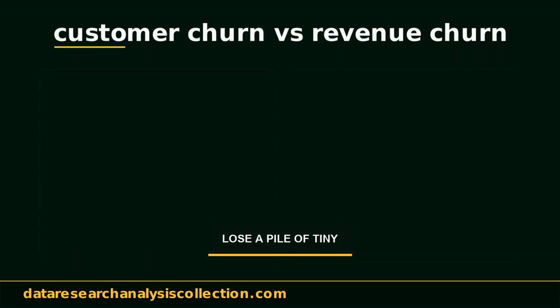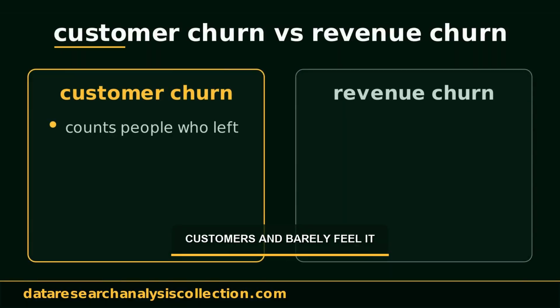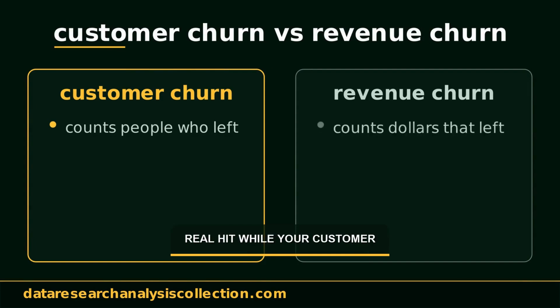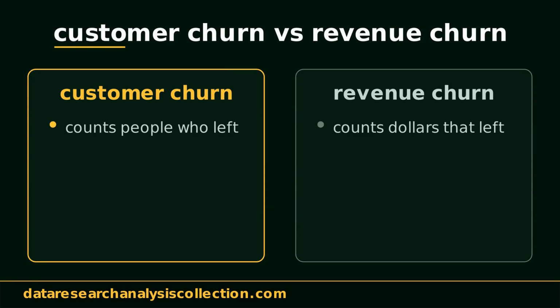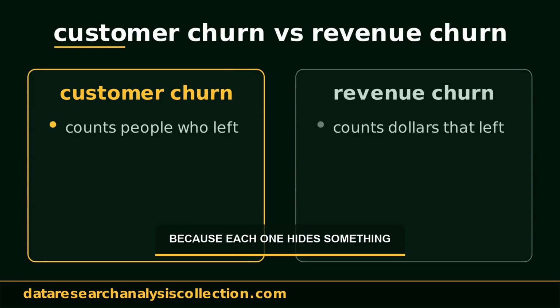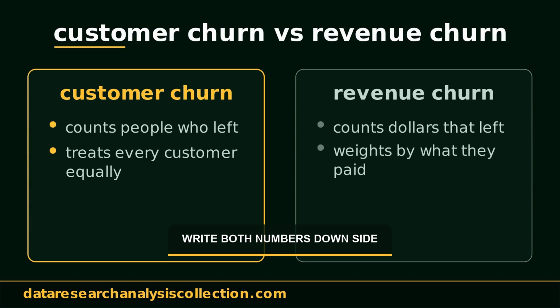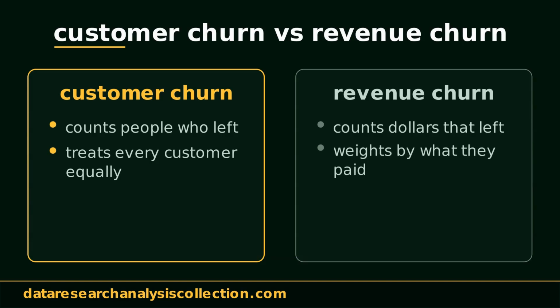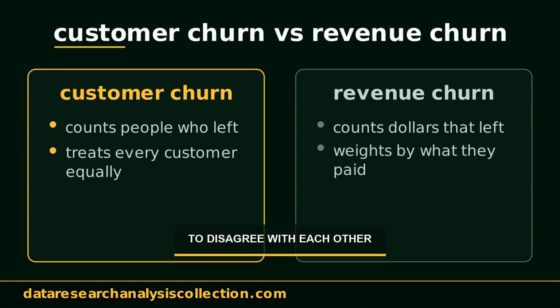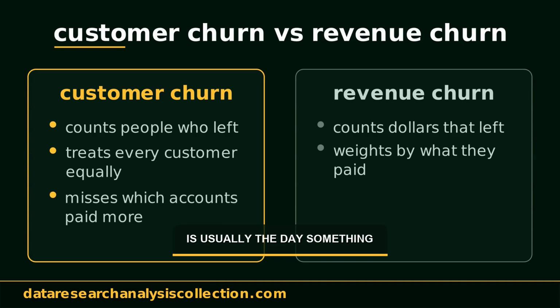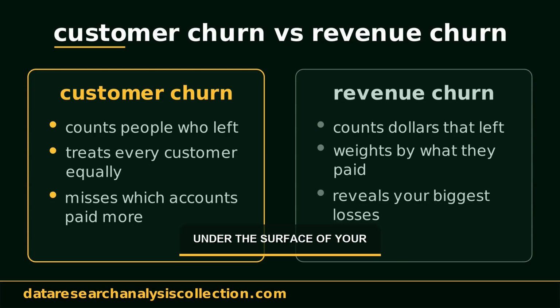Those two numbers can tell very different stories. You can lose a pile of tiny customers and barely feel it in revenue, or lose one big account and take a real hit while your customer count still looks fine. You want to watch both because each one hides something the other reveals. A good habit is to write both numbers down side by side every single month, because the day they start to disagree with each other is usually the day something worth understanding is happening under the surface of your business.